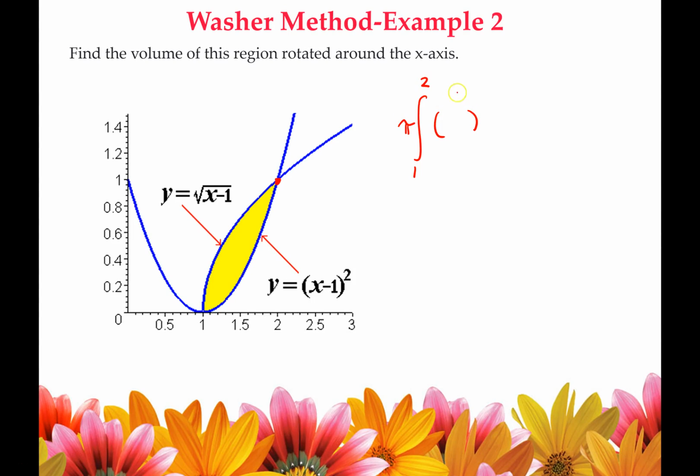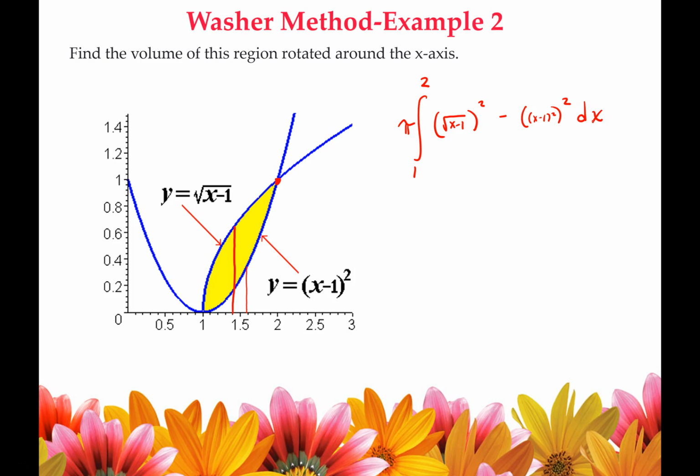Now here I'm going to have my uppercase R squared minus my lowercase r squared. And my uppercase R always stands for that bigger radius, or the top radius. In this case, that's going to be the square root of x minus 1. Okay, and my inner radius, the thing that I'm going to subtract because it's not going to be a part of my volume, will be this x minus 1 squared dx.